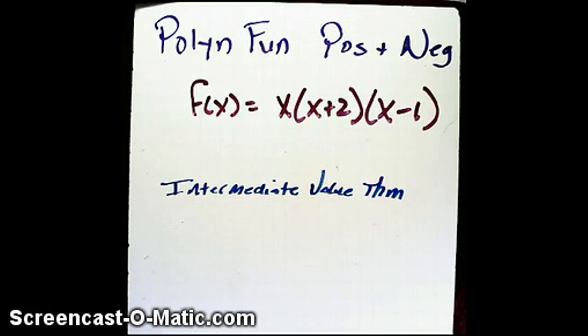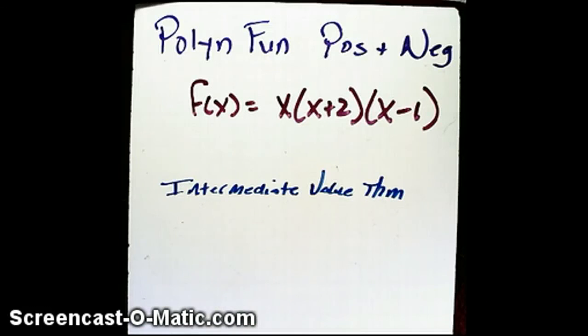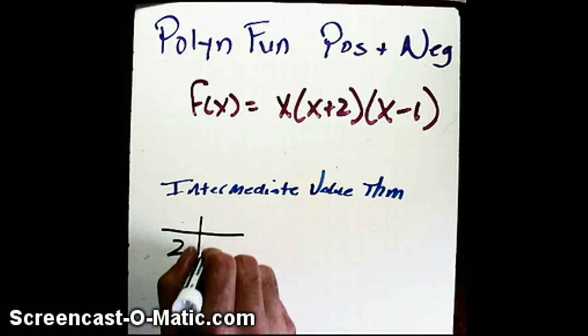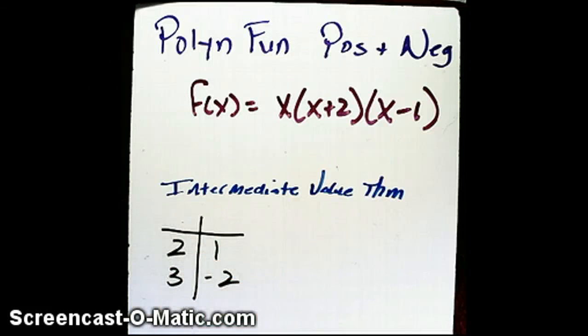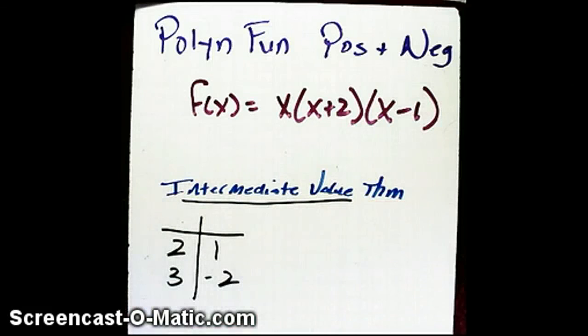Now, I want to talk about polynomial functions and where they're positive or negative. Now, what the intermediate value theorem is, in essence, here's how it works. Let's just say I have a function. At 2, it's 1, and at 3, it's negative 2. Would you agree, if it's a polynomial function and they're smooth, that between 2 and 3, it had to have crossed the 0 over here on the right side? And that's all the intermediate value theorem is saying. There's got to be an intermediate value between 2 and 3 that causes the y to have a 0 right there. Okay?